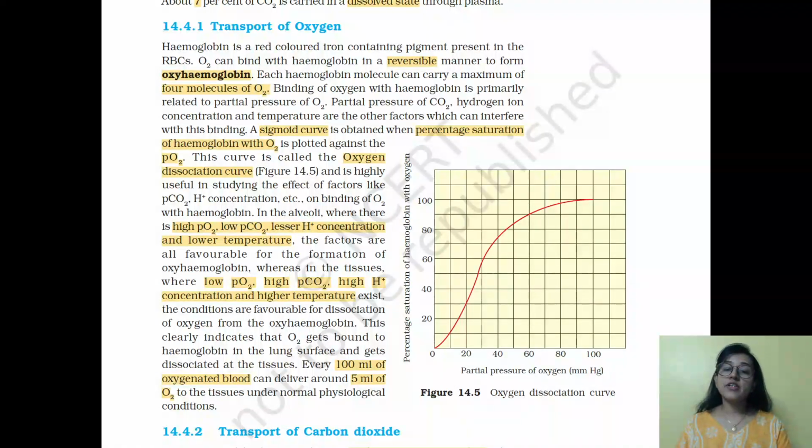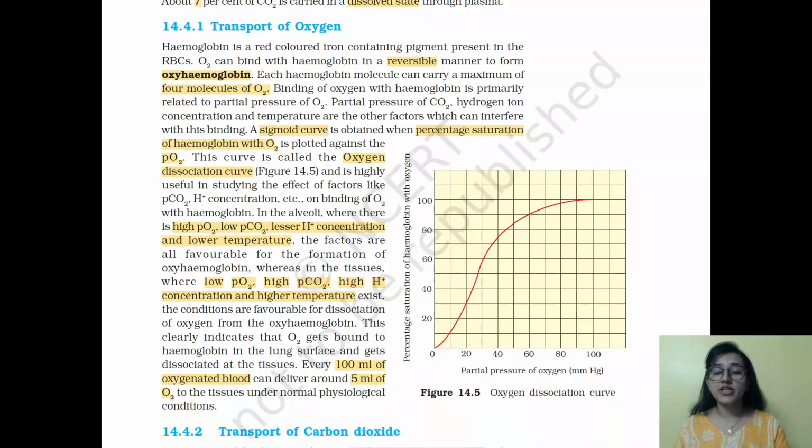Binding of oxygen with hemoglobin is primarily related to partial pressure of oxygen. Partial pressure of carbon dioxide, hydrogen ion concentration and temperature are the other factors which can interfere with this binding. A sigmoid curve is an S-shaped curve. A sigmoid curve is obtained when percentage saturation of hemoglobin with oxygen is plotted against the partial pressure of oxygen. This curve is known as oxygen dissociation curve.